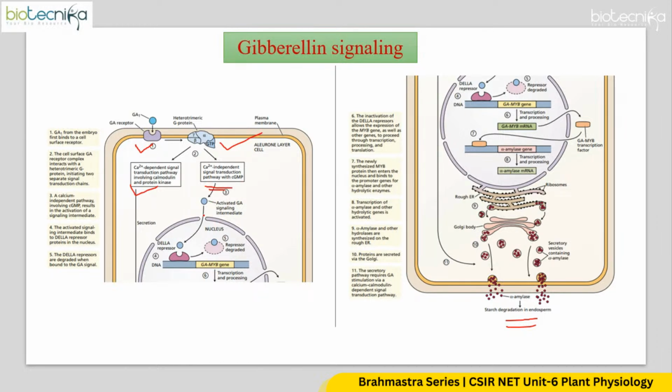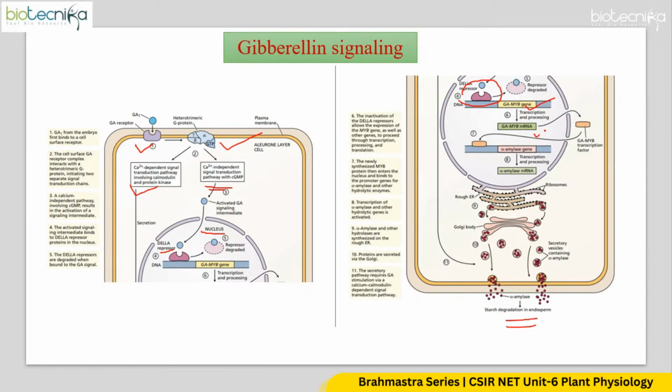Once your GA signaling is activated, the hormone will enter inside the nucleus. Okay. Once inside the nucleus, who is the repressor here? DELLA is the repressor. So they will target DELLA for degradation. Now the DELLA repressor is removed from here. The GAMYB gene, which is considered to be the transcription factor here, will be free.